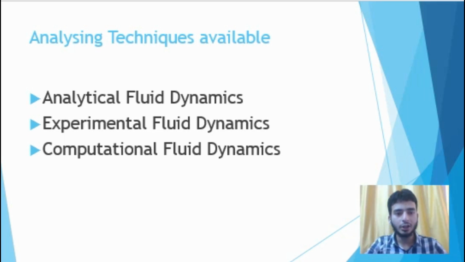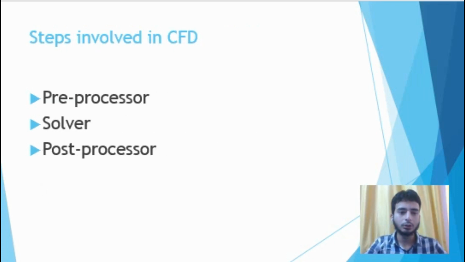Now let us move on to the steps involved in CFD. Any CFD problem involves three steps. In preprocessor, the geometry is made and meshing is done. In solver stage, the appropriate solvers are used to solve the problem under a particular situation, and the post processing is done for visualizing the results. Now let us give some brief introduction to meshing.